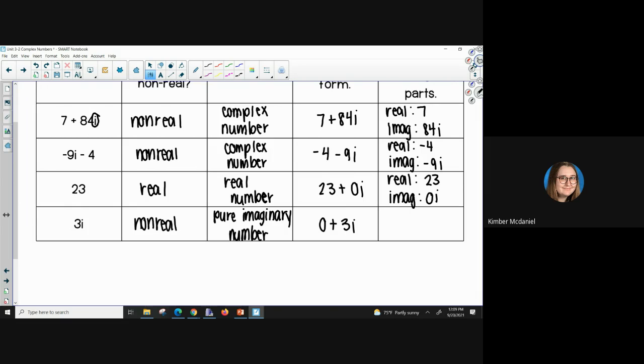And then you would put the real 0. The real is 0. Imaginary 3i. Perfect. So the real part is 0. The imaginary part is 3i. Once you have this down, put your pencil down just for a moment.